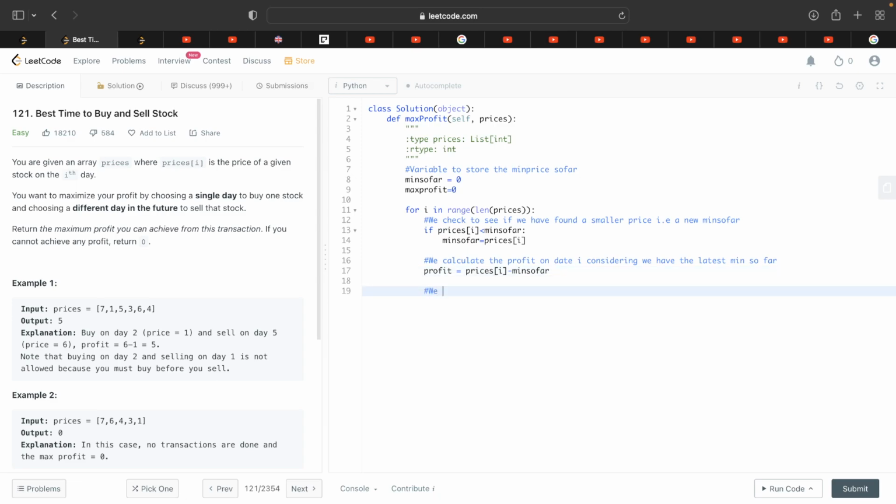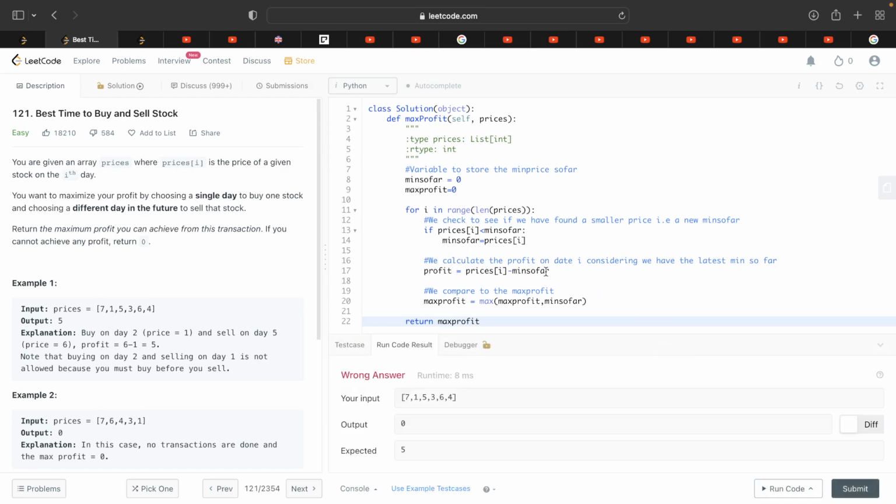So then we compare to the max profit. Max profit is equal to the max of max profit and profit. I said min so far, sorry. And then we return max profit.